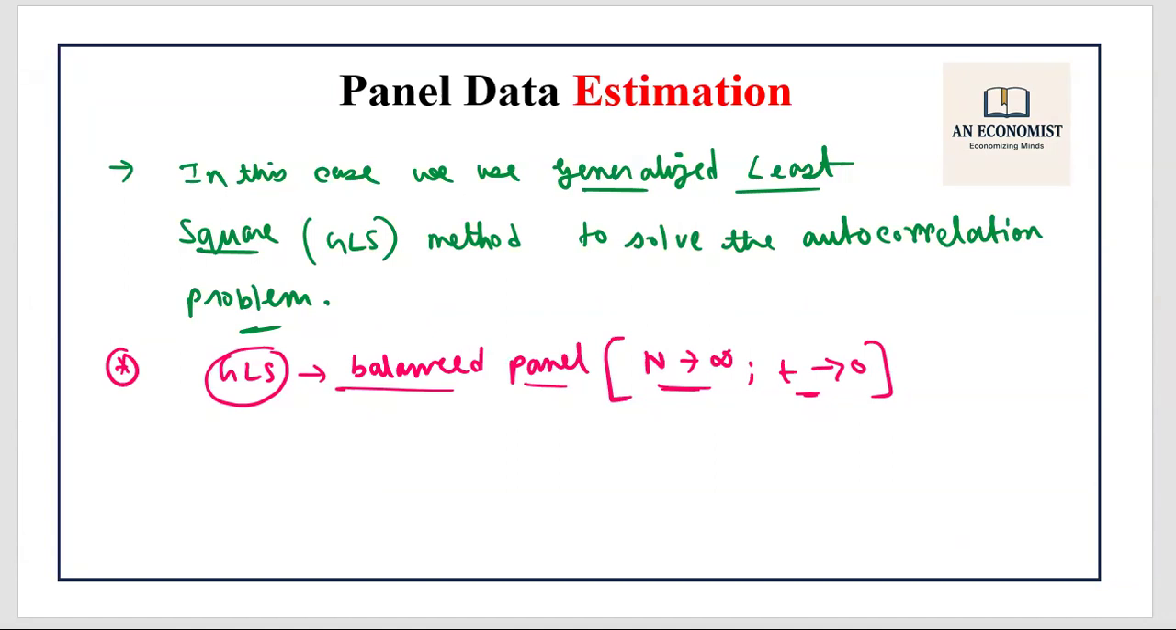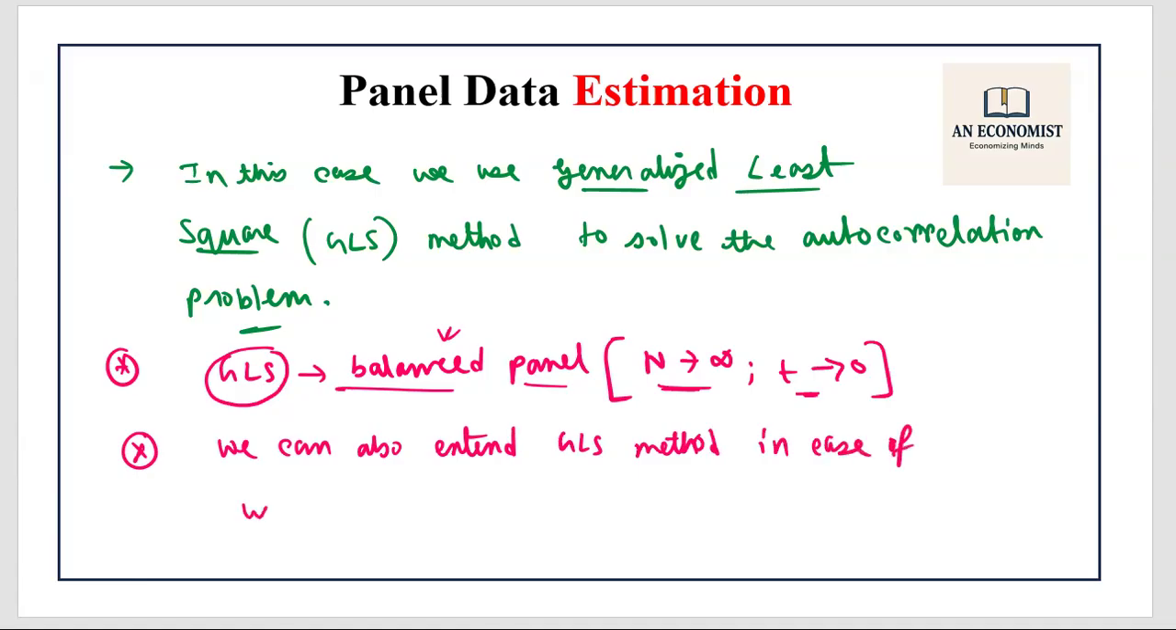But suppose you don't have the balanced panel, which usually you don't have. In real-life scenarios, there will be much missing data that you have to approximate and impute in some other way. So in general, we can also extend the GLS method in case of an unbalanced panel.